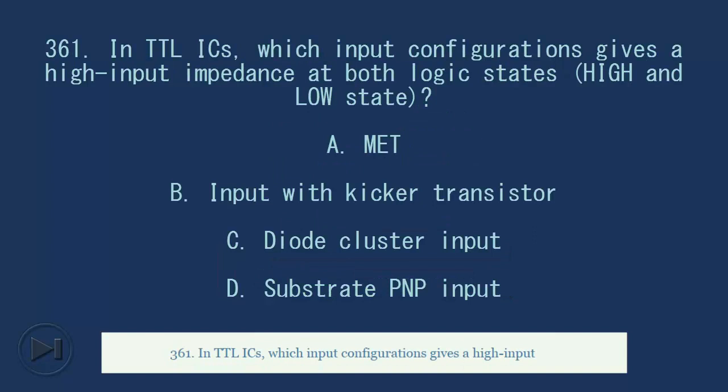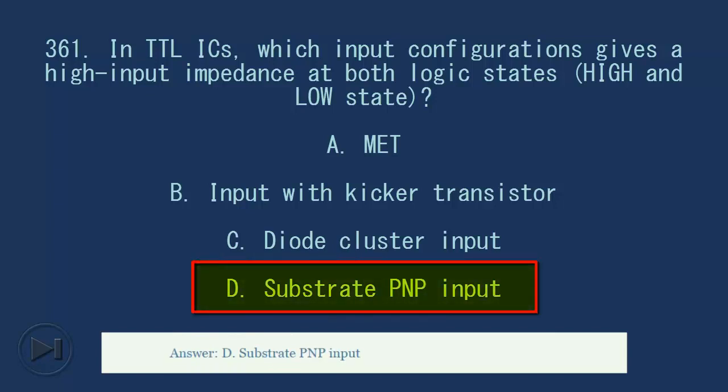361. In TTL ICs, which input configuration gives a high input impedance at both logic states, high and low state? A. MET. B. Input with kicker transistor. C. Diode cluster input. D. Substrate PNP input. Answer, D. Substrate PNP input.